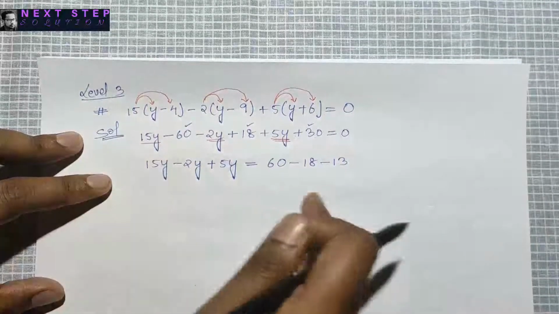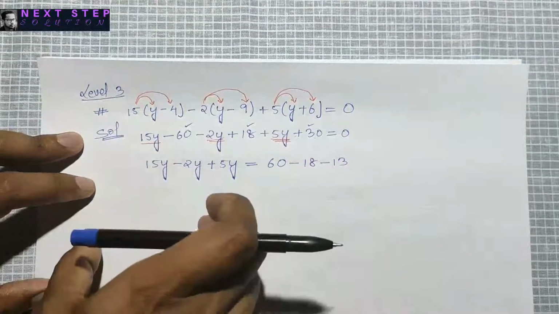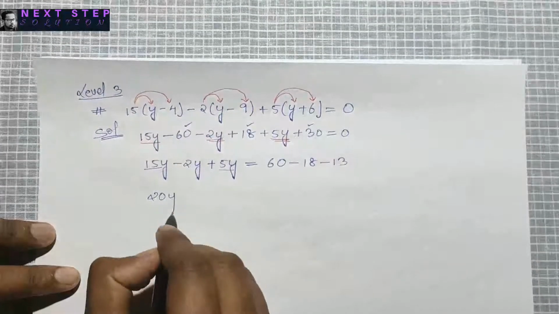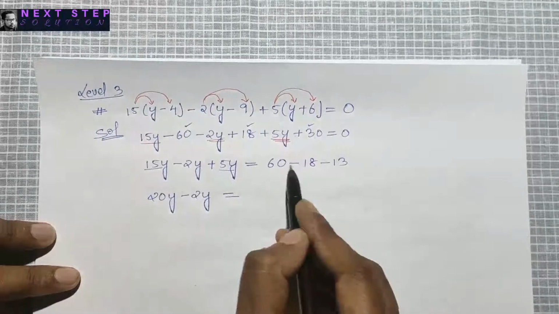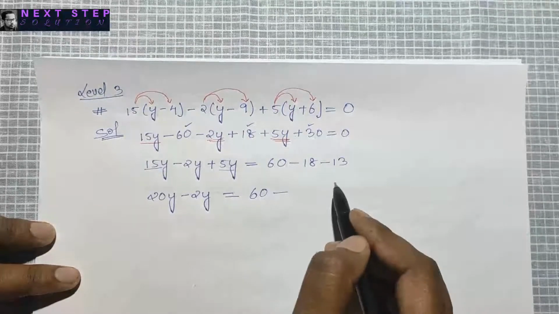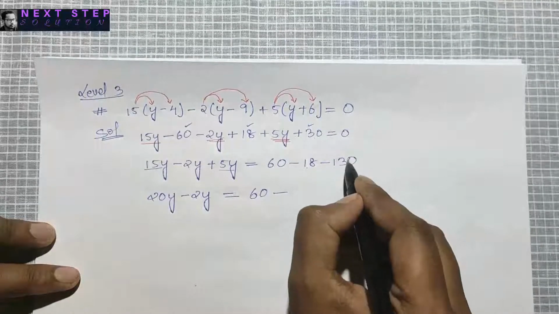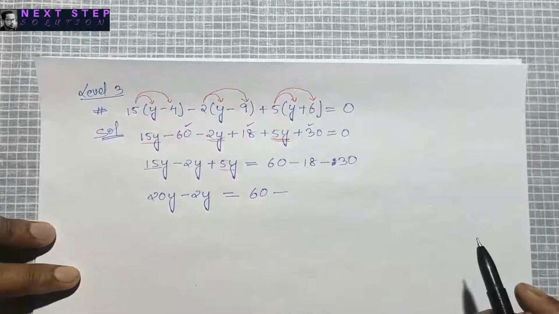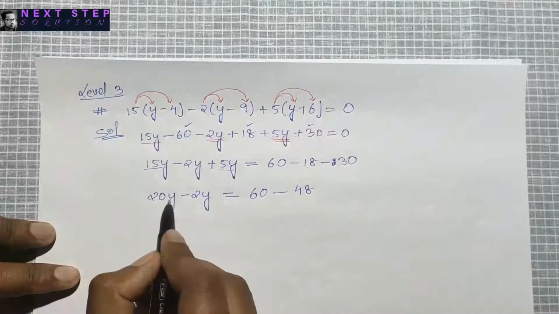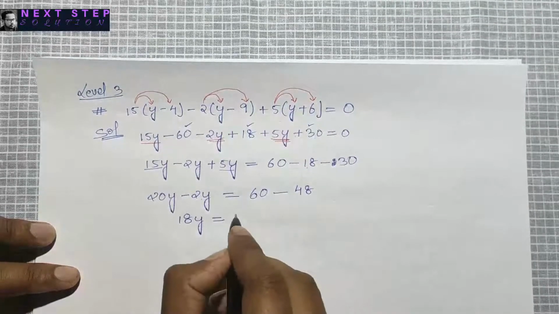Now when we have a row of numbers with positive and negative, what we will do, we will add up all the positive ones and we will add up all the negative ones. First add up all the positive. Here positive 15 and positive 5. 15 plus 5 will give you 20y minus 2y equals to, positive number is only 1, 60, so 60 will remain as it is, minus all the negative numbers also we need to add up. 18 and 30, they will give you 48. Now here 20y minus 2y will give you 18y equals to 60 minus 48 will give you 12.